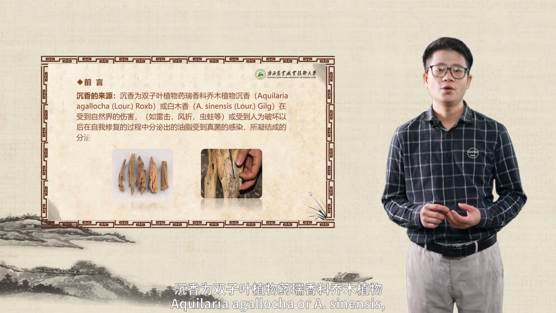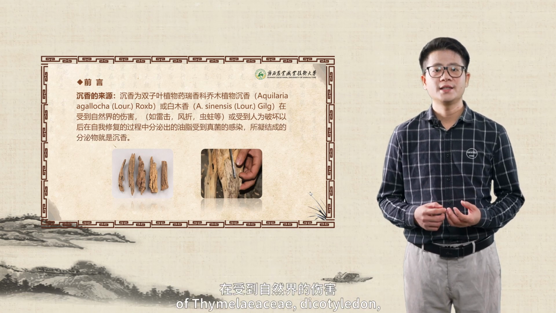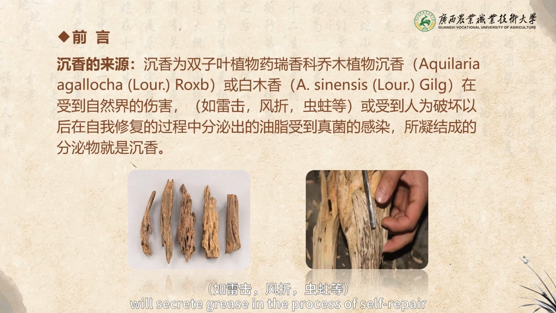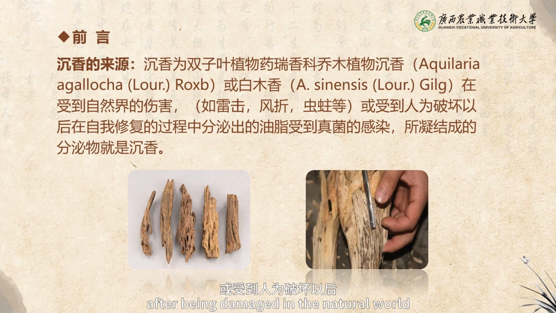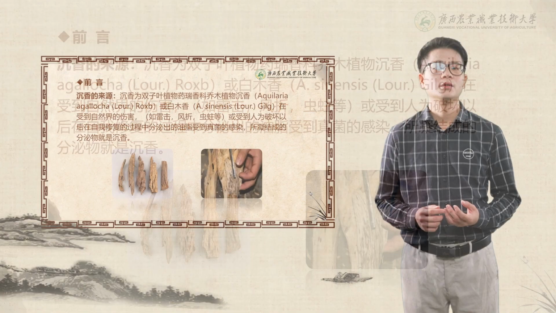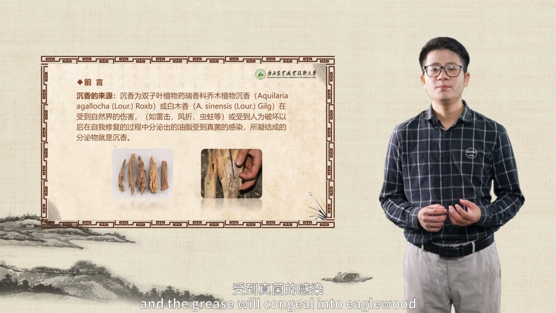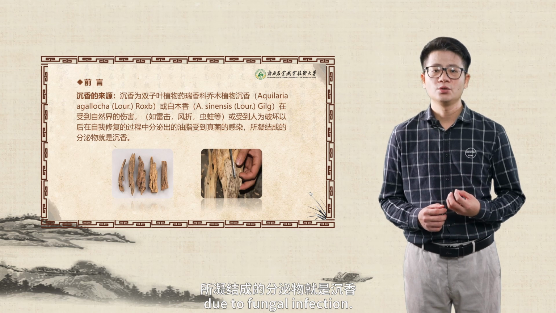Aquilaria agalloca or Aquilaria sinensis, a macrophanerophyte plant of Thymelaeaceae, a dicotyledon, will secrete grease in the process of self-repair after being damaged in the natural world, such as by lightning, wind breakage, moth biting, or by human-caused acts, and the grease will congeal into Eaglewood due to fungal infection.